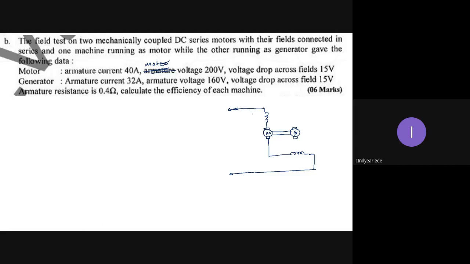So motor armature current 40 amps, motor voltage 200 volts. So this is V1, this is 200 volts, drop across field 15 volts. Then the supply voltage V, that I have to find out.